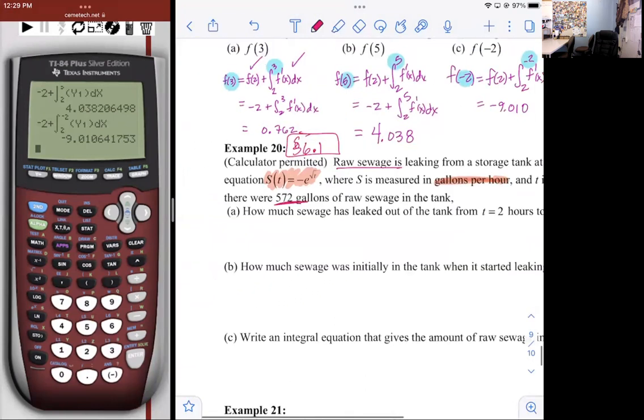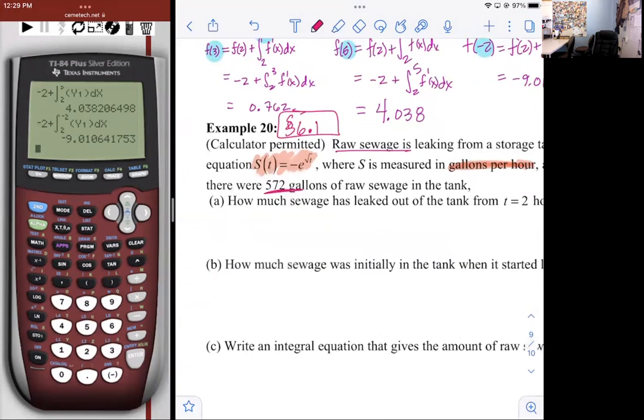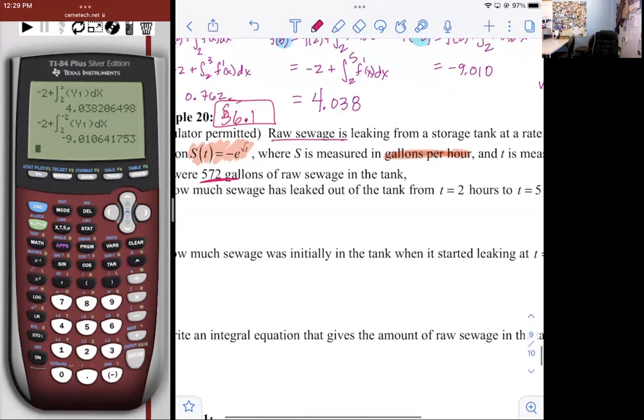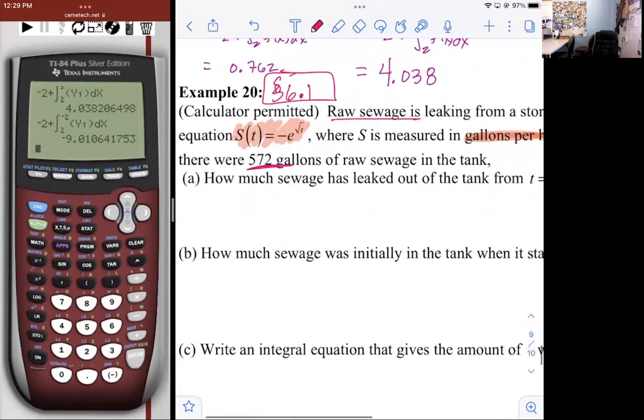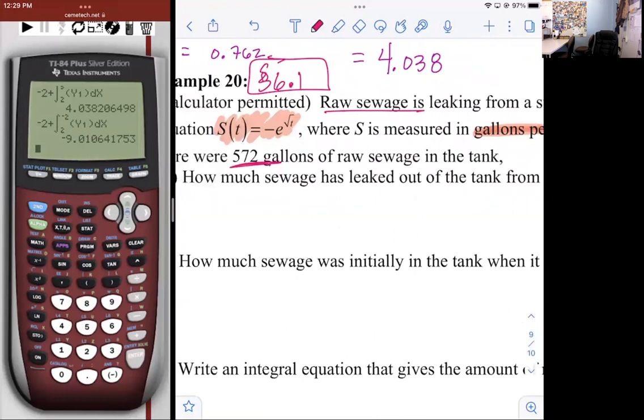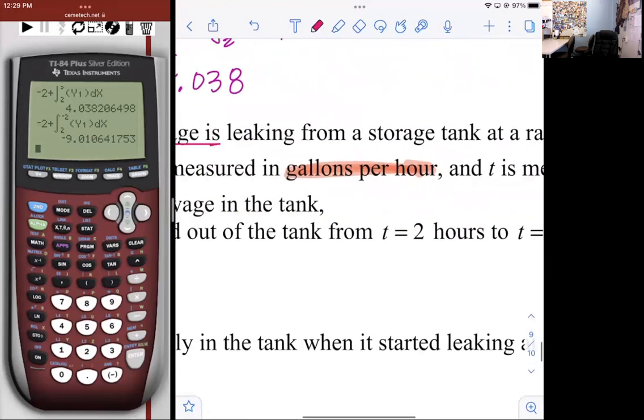All right, part A. How much sewage has leaked out of the tank from 2 to 5? Now, when we want to accumulate sewage, if we have the equation in gallons per hour, how are we going to get from gallons per hour to gallons, which is the units we want on part A? Do we divide or multiply? Multiply, good. When you have to divide to get your units, it's probably the derivative, right? When you have to multiply, it's probably the integral.